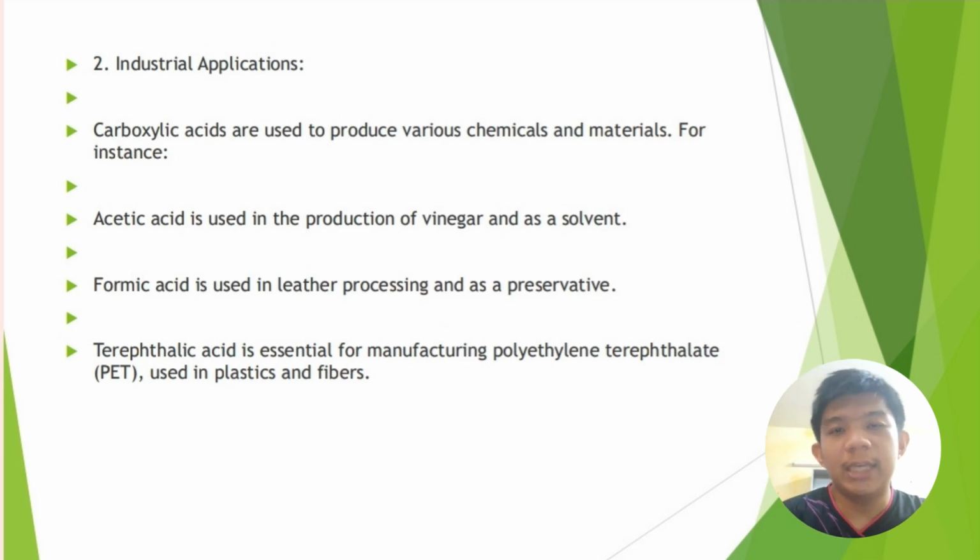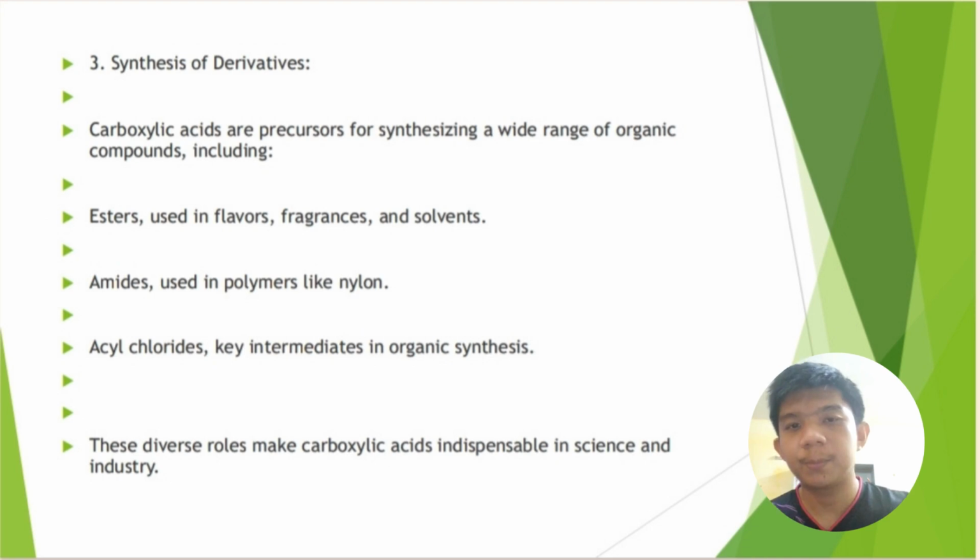And the second one is the industrial applications. Carboxylic acids are used to produce various chemicals and materials. For instance, the citric acid is used in the production of vinegar and as a solvent. Formic acid is used in leather processing and as a preservative. And the terephthalic acid is essential for manufacturing polyethylene terephthalate in plastics and fibers.